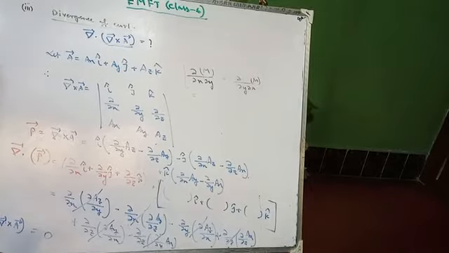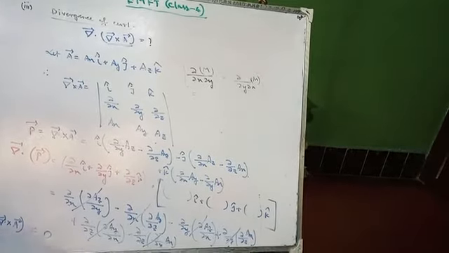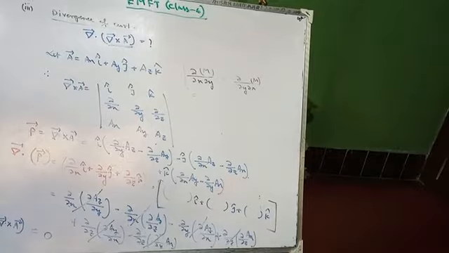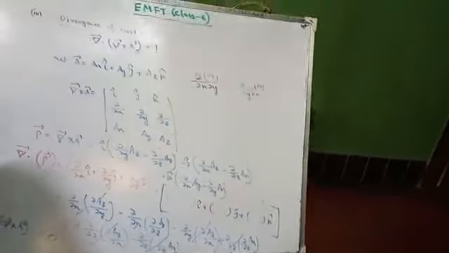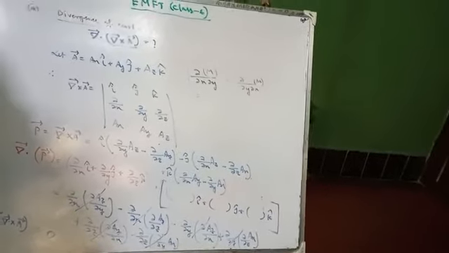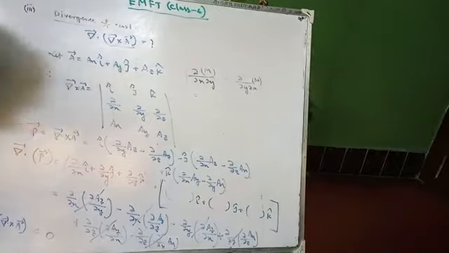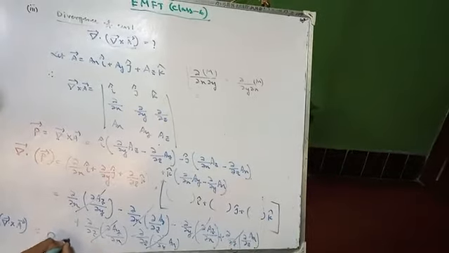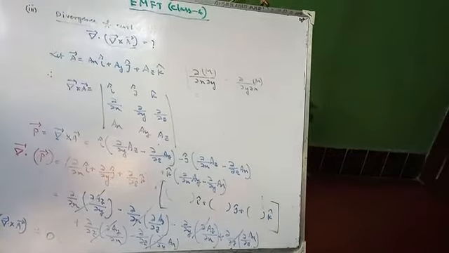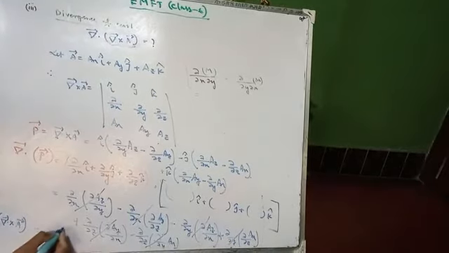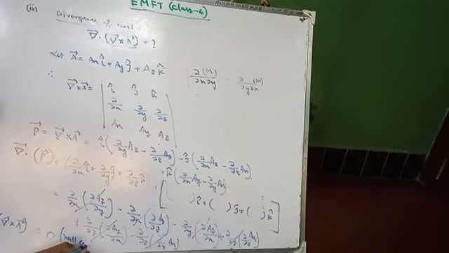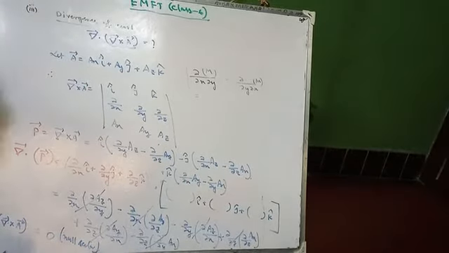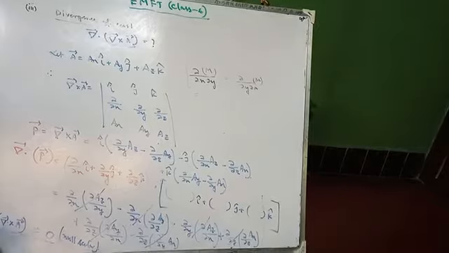Okay, so what will be your answer? The answer will be 0 scalar. Always remember 0 will be taken as a scalar. So this 0 is nothing but the 0 scalar, so it is a null scalar. What is a null scalar? This question may be asked in your exam. The divergence of curl of any vector is called the null scalar.